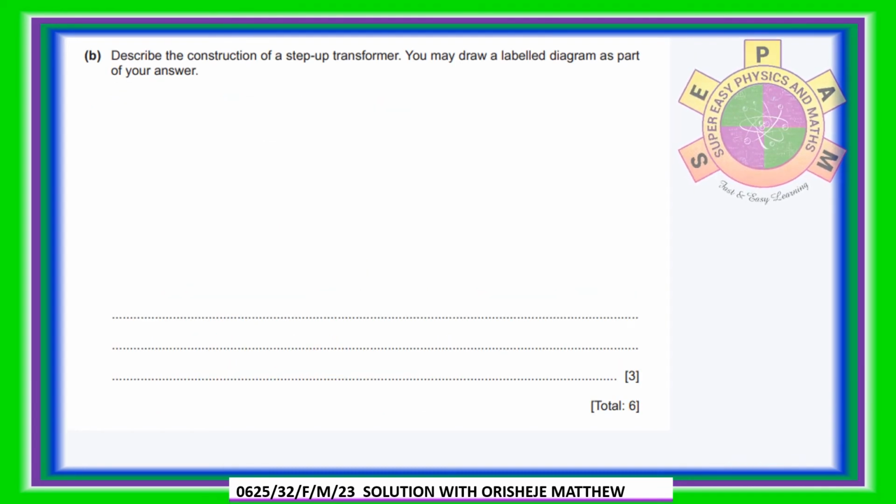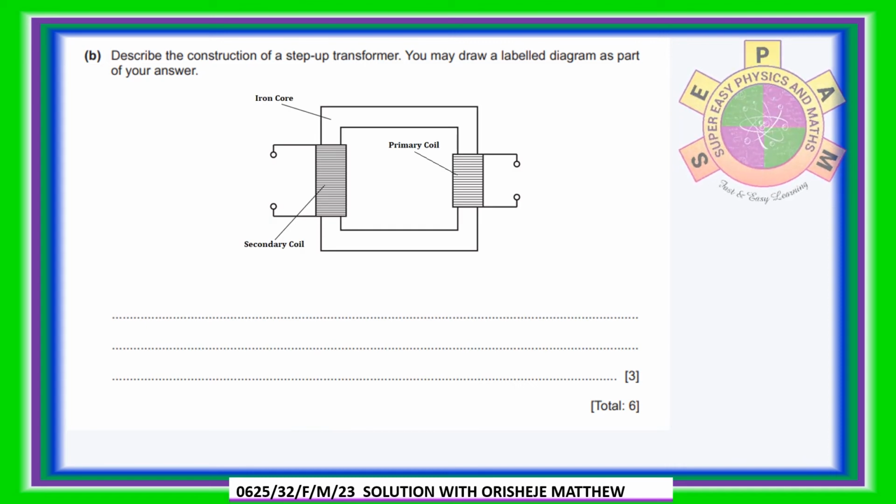Describe the construction of a step-up transformer. You may draw a labelled diagram as part of your answer. 3 marks for this question. So this is a basic diagram for a step-up transformer. The primary coil has a lower number of turns, then the secondary coil has a higher number of turns, and then both the primary and secondary are connected by an iron core. So that is the diagram you're expected to draw.